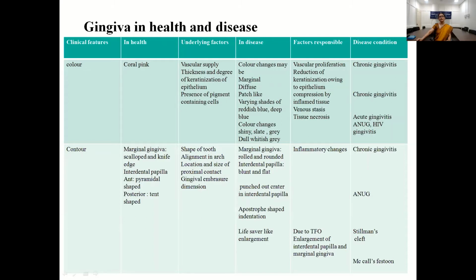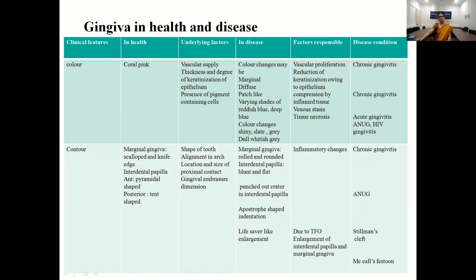Now, whenever there is chronic gingivitis, whenever there are inflammatory changes, the contour gets changed. In the marginal gingiva, it is rolled and rounded. In the interdental papilla, it is blunt and flat. Sometimes you can see a punched-out crater in the interdental papilla.